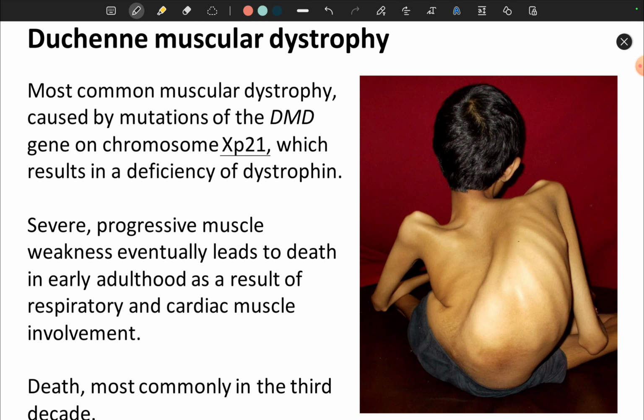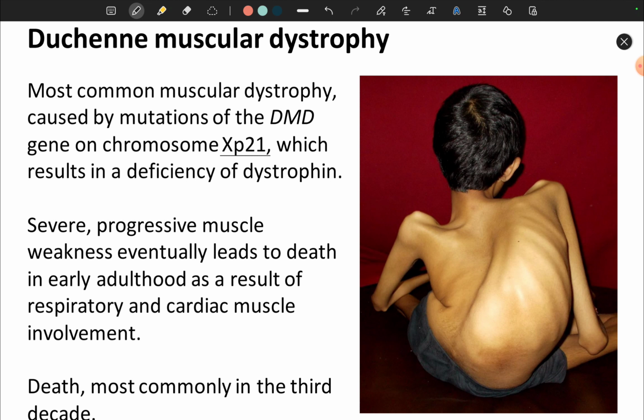There will be progressive muscle weakness, and this usually starts in childhood after, let's say, 5 years, and it will progress gradually until the majority of the muscles are degenerated. The most dangerous thing is the involvement of the respiratory and cardiac muscles in this disease, because we said that dystrophin is present in the cardiac muscle as well.